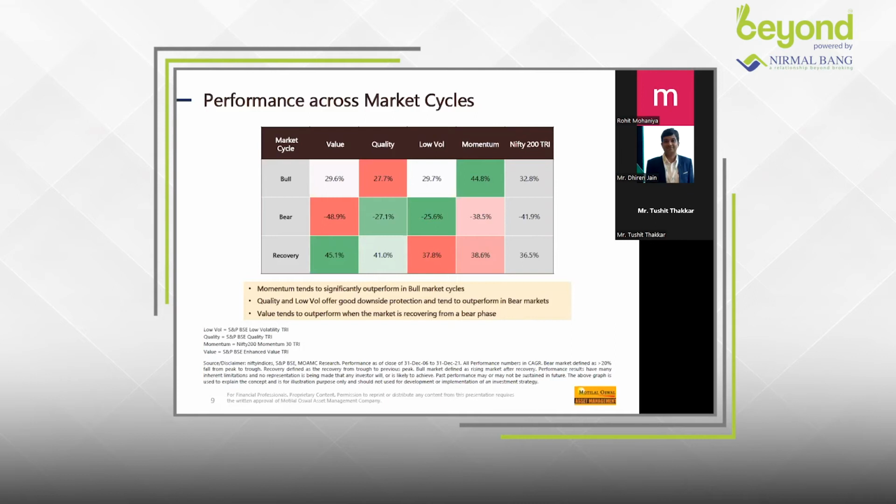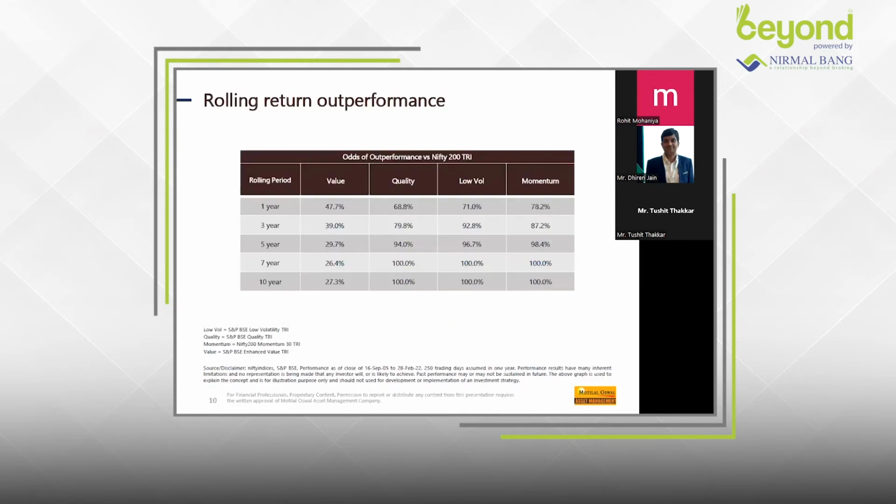But for the majority of people, in fact, people like me who don't believe they can time the markets and believe that time in the markets is more important, we can see that as you increase your rolling period or investment horizon, your odds of outperformance increase, especially for factors like quality, low vol, and momentum. If you look at 5-year, 7-year, 10-year data, you'll see almost 95 to 100% probability of outperforming the broader benchmark. That means from a long-term perspective, these factors make sense as a core position in your overall portfolio. Value is a totally separate beast in itself.